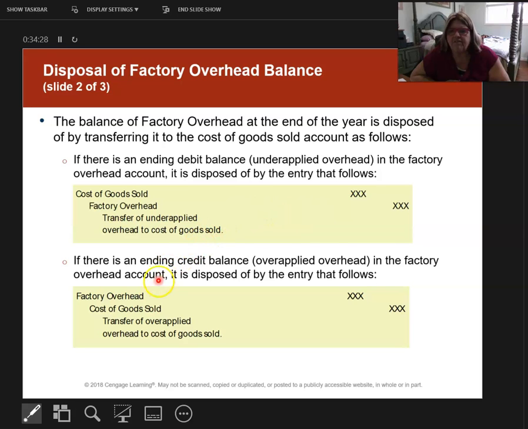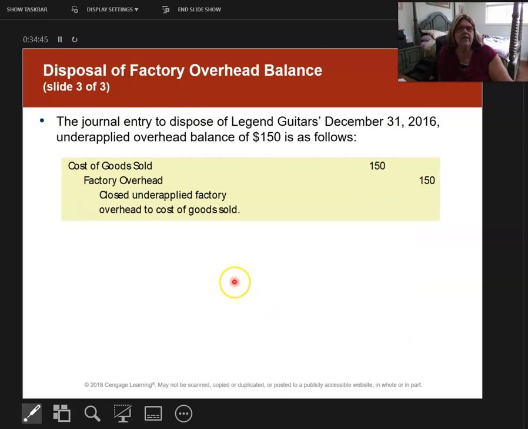Either way, you're going to take it to cost of goods sold. If I have a credit balance, that means I overapplied. I put more in there than my actual costs really were. Here's the journal entry. And if you remember correctly, we had a $150 debit balance. So here is my journal entry to remove the debit balance at the end of the year. You only do this at the end of the year. That's it.